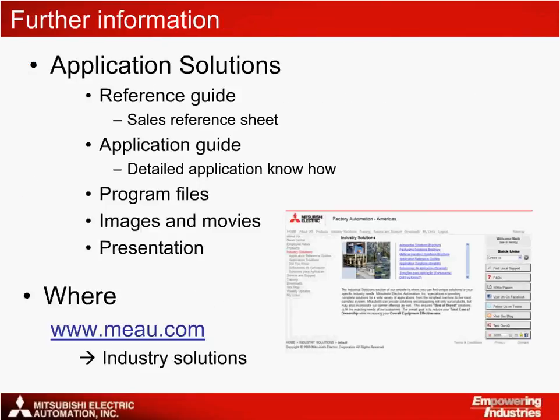For further information on the Mitsubishi Electric solution for rotary knife machines, material can be found in 5 separate components: a double-page quick reference guide, a detailed application note, complete programming files, images and movies, and this presentation. All of this material is available on the MEAU website at www.meau.com. Just click on the Industry Solutions link to find your way to the material.